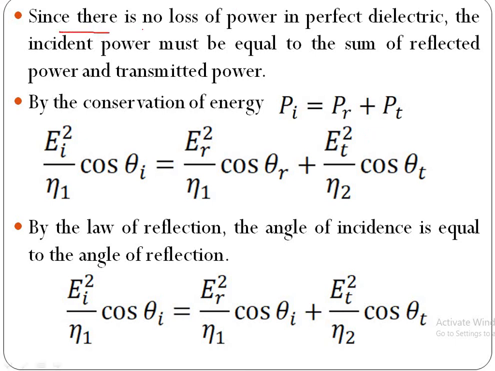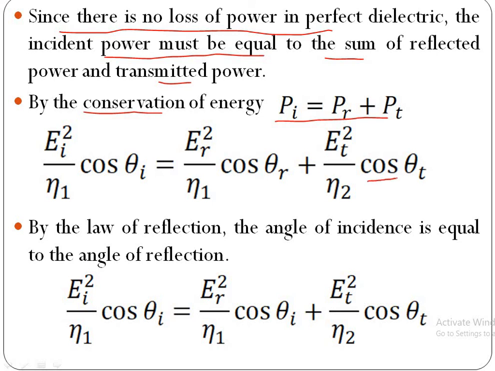Since there is no loss of power in a perfect dielectric, the incident power must be equal to the sum of the reflected and transmitted power. So by conservation of energy, the incident power is equal to the sum of the reflected and transmitted power. Incident power Ea square by eta 1 into cos theta I is equal to Er square by eta 1 into cos theta r plus Et square by eta 2 into cos theta t.